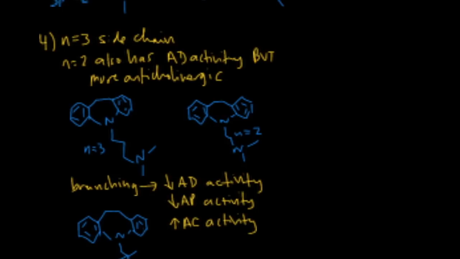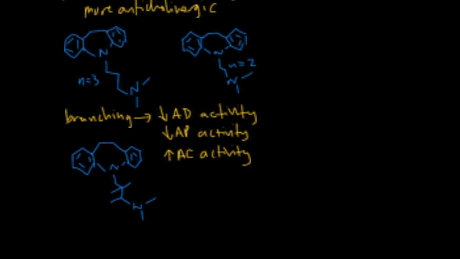For this branching example, this branching over here, which are attachments to the side chain, this is less of an antidepressant. It's also less of an antipsychotic, but it is more of an anticholinergic. Because remember, branching increases anticholinergic activity. So let's go through some examples that he went over in class to illustrate these SAR.